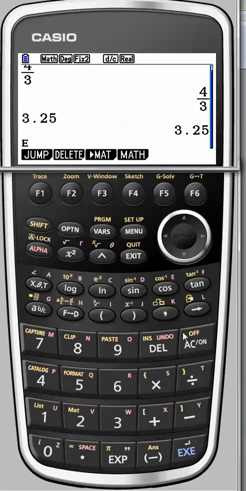So I didn't mean to do that. We'll just hit exit. That clears it. You have the shift key for your pi. All right. And we will be working in terms of pi in just about all the work that we do.